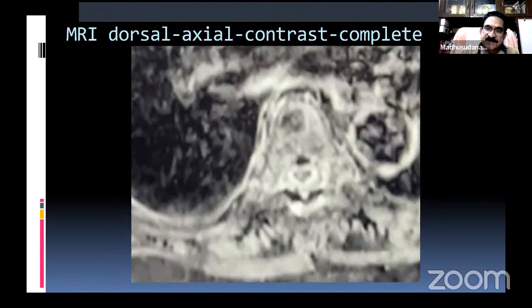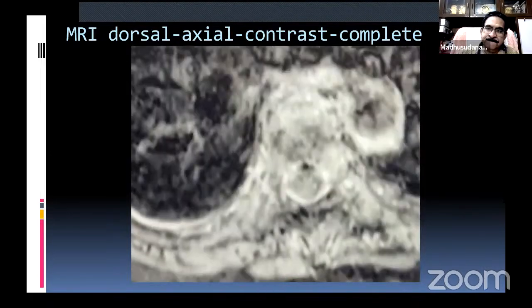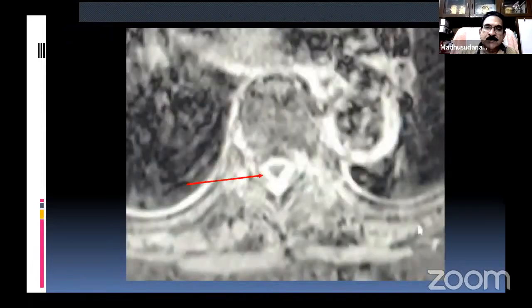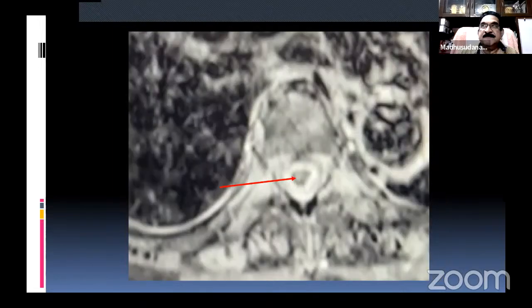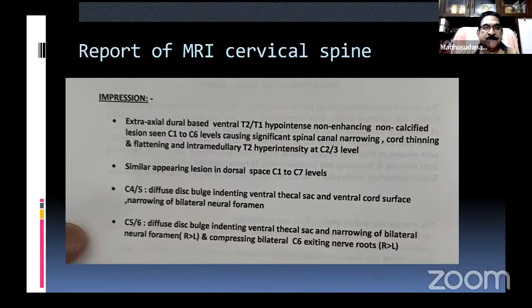That area is concentrating. I'll show the screenshot later on. See, that is the cord kinked, surrounded by the enhancing dura, thickened, and the cord is kinked all around. And there is some hyperdensity within the cord also, and that part also is enhanced. So this is the report: extraaxial dural-based ventral and dorsal enhancing lesion. Cord shows swelling, diffuse intramedullary hyperintensity, maybe secondary myelitis.